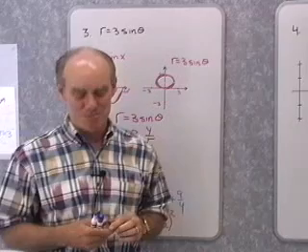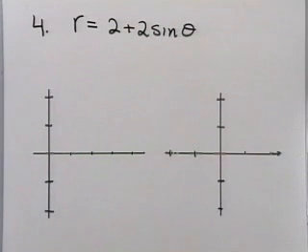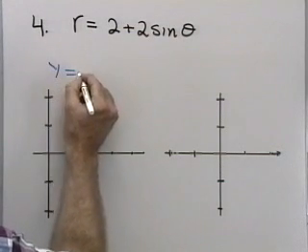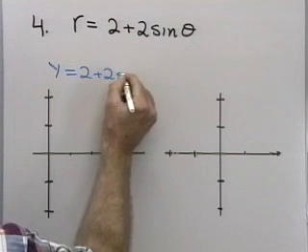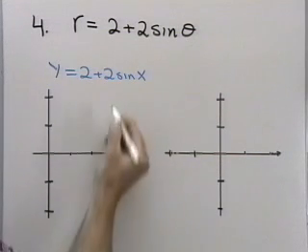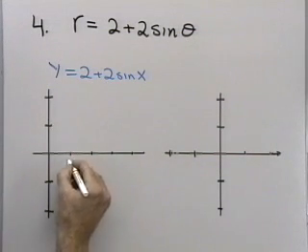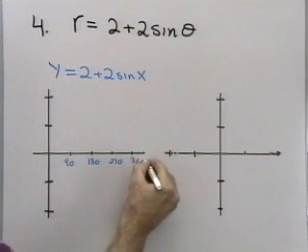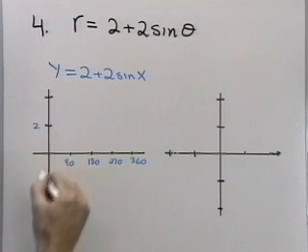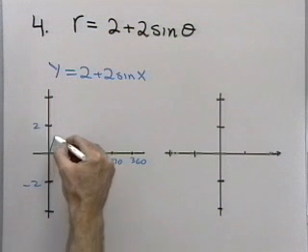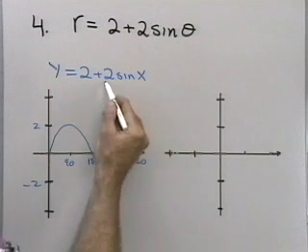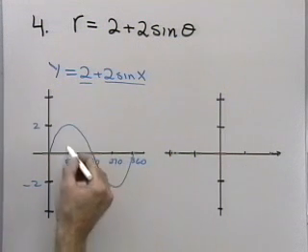Let's look at our next example. Have r equals 2 plus 2 sine theta. So I'm going to do the same thing here. I'm going to graph y is equal to 2 plus 2 sine x. Okay, 2 sine x, let's see, let's put in 90, 180, 270, and 360. 2 sine x would look like this, right? So 2 sine x plus 2 is just this graph moved up 2.